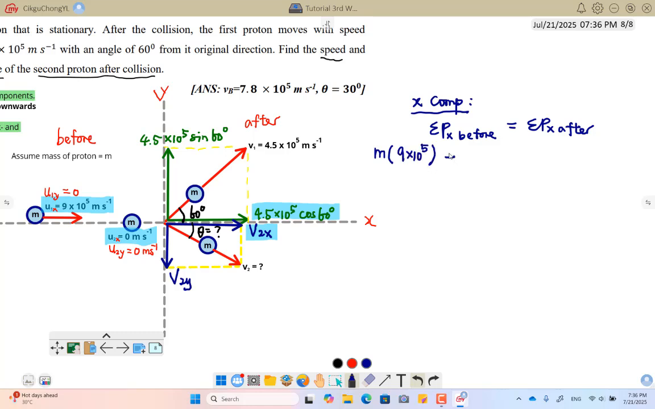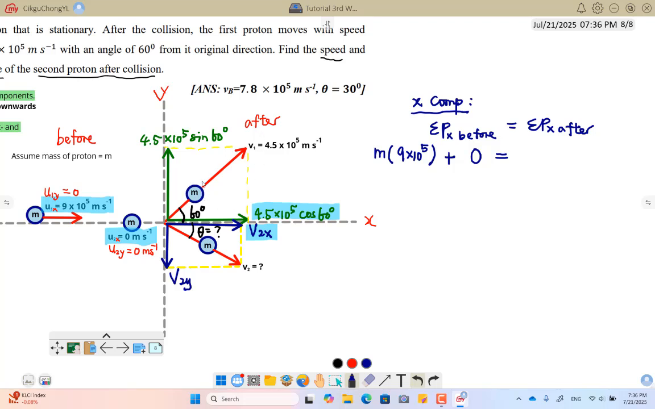Okay, plus the momentum for the second proton before collision. Because the second proton is initially stationary, the velocity is 0. So the momentum before collision for the second proton will be 0. Okay, then this equals the momentum along the x component after collision.